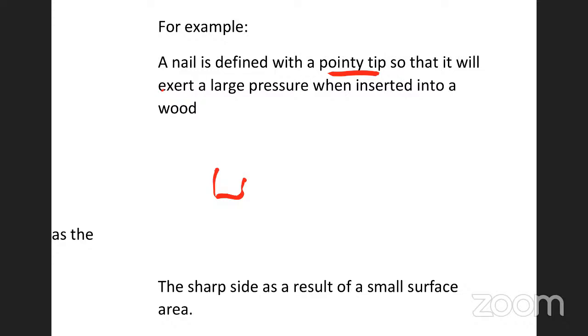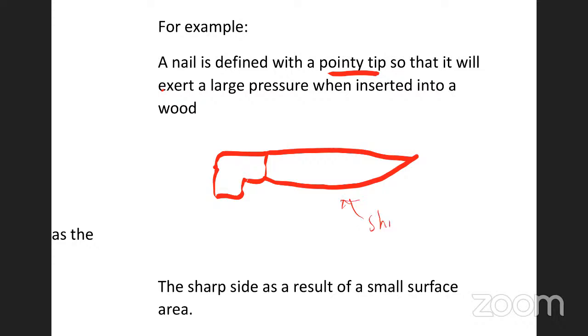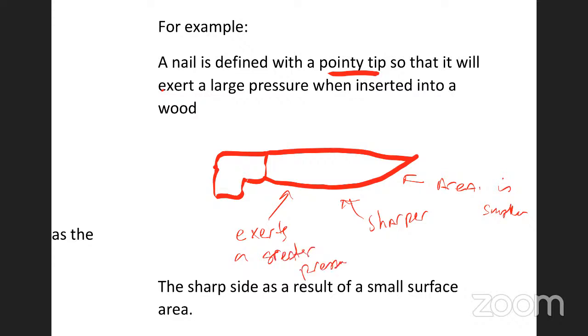If you look at an example like a knife, let's say I had a knife looking like that, right? Which side is the sharp side? The underneath here. This is the sharper side, right? Why is this side underneath the sharper side? It has a point, like it's pointy. Right, so the area here is smaller. So the part underneath is sharper because it exerts a greater pressure. All right, so the main thing I want you to learn is that the smaller the area, the greater the pressure. Okay.